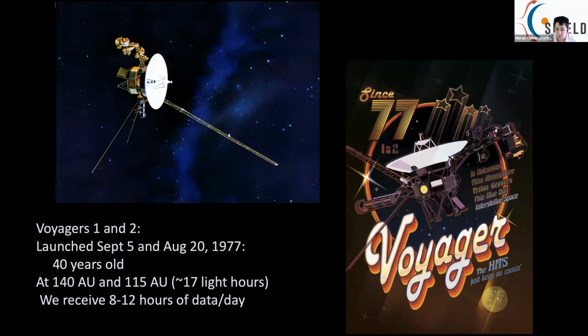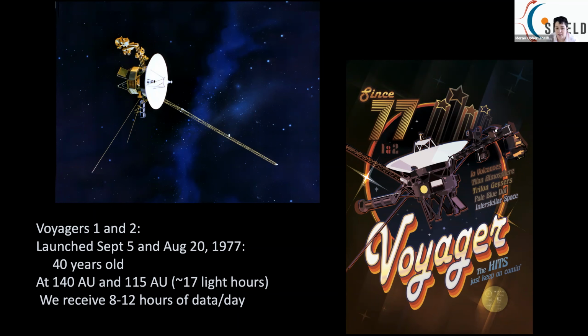Voyager 1 and 2 were launched in '77. They're more than 40 years old. This slide is a little old, so they're beyond 140 and 115 AU. And we do receive 8 to 12 hours of data from them. They're still working. Both of them are now beyond the heliosphere in the interstellar medium taking data.